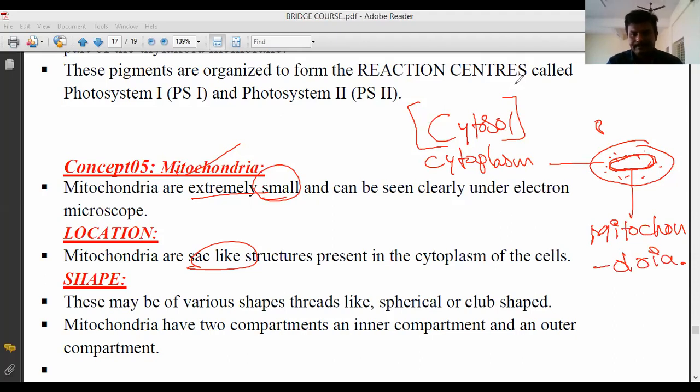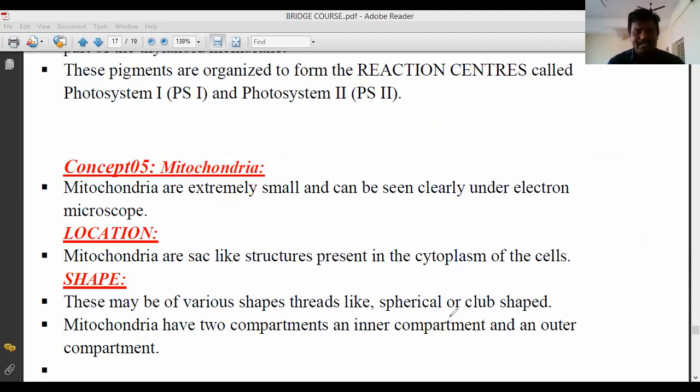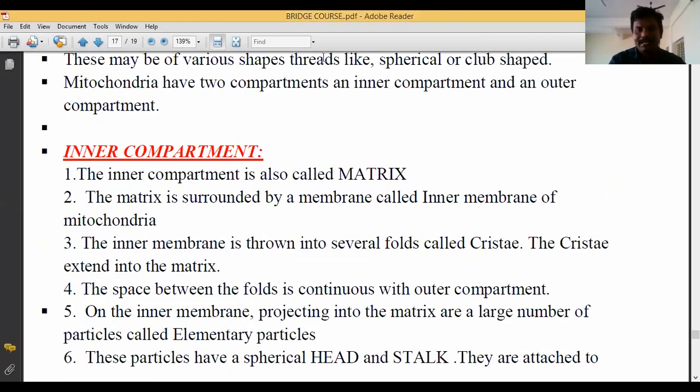Next here, shape of the mitochondria. Generally, mitochondria may be of various shapes. Those are thread-like shape, spherical shape, or club shape. In some places, mitochondria are spherical shaped, and in some, club shaped. Okay, different shapes. Mitochondria in our body generally have two compartments.